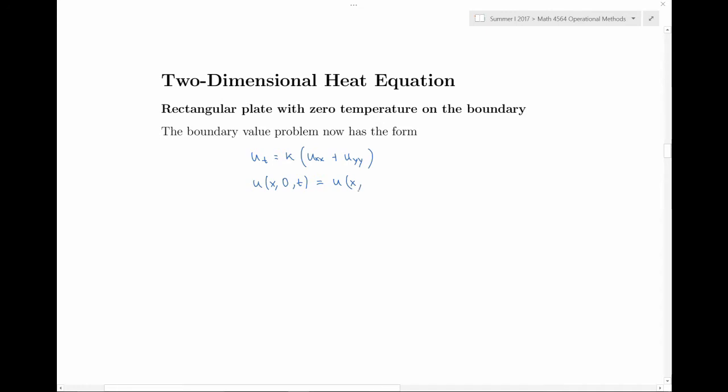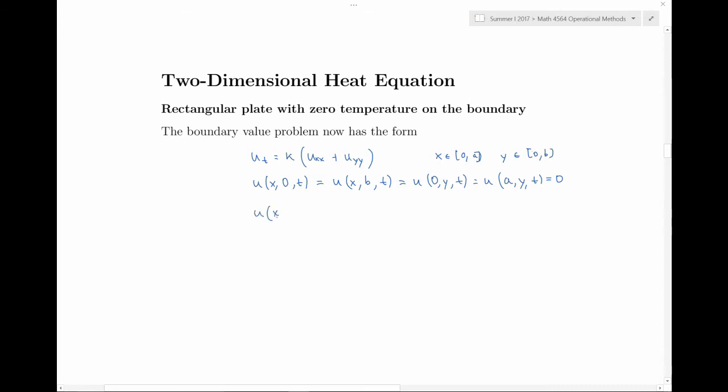Let's say y goes from 0 to b, u would be equal to 0 when x is 0 and y is anything, and it's going to be the same when, say, x equals a, and it's all going to be 0. So here we assume that x belongs to the interval from 0 to a, and y belongs to the interval from 0 to b. We also need initial conditions.